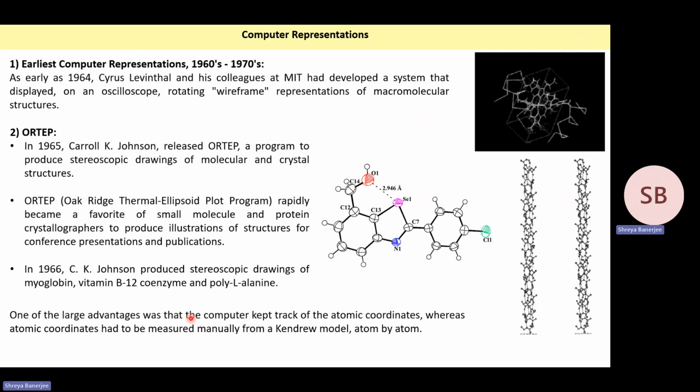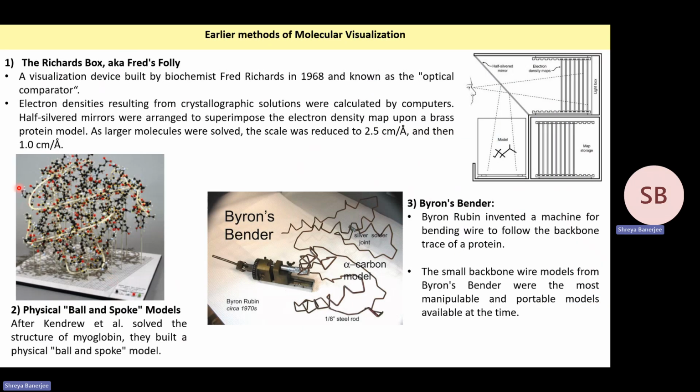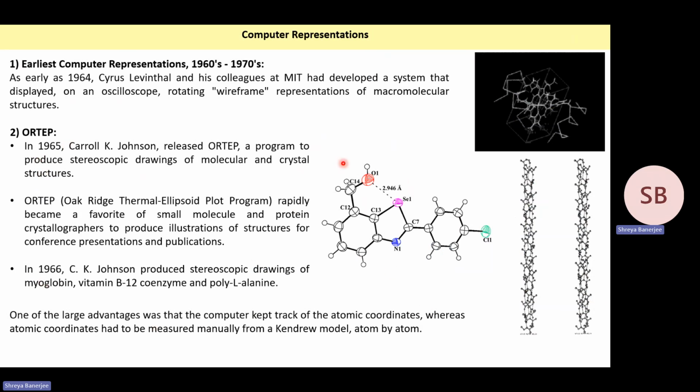One of the large advantages of the ORTEP was that the computer kept track of the atomic coordinates. So in the ORTEP structure, the XYZ coordinates of each of the atoms were kept track of by the computer program, whereas they had to be manually measured from the Kendrew model atom by atom. So you can imagine how labor intensive it was. Computer representations took care of that, and the computer automatically kept track of all the XYZ coordinates of all the atoms.